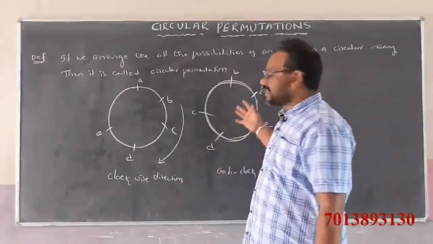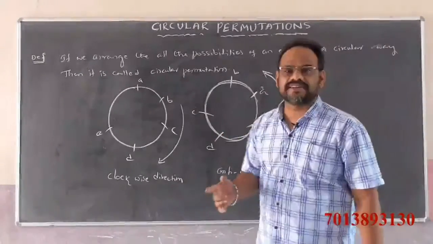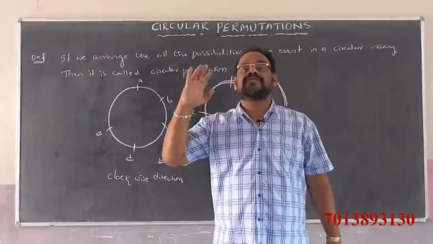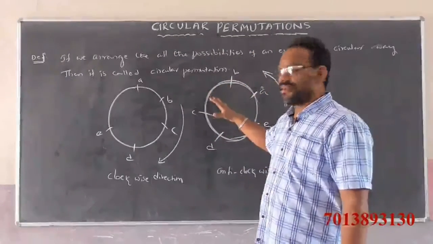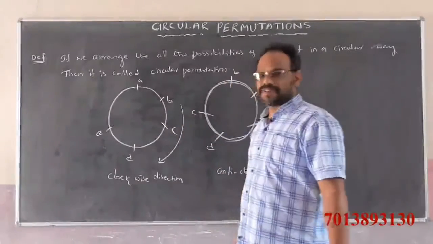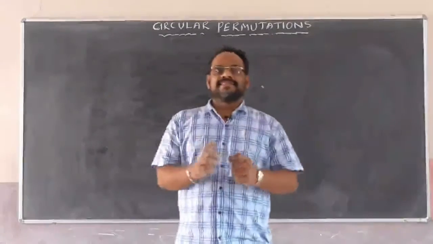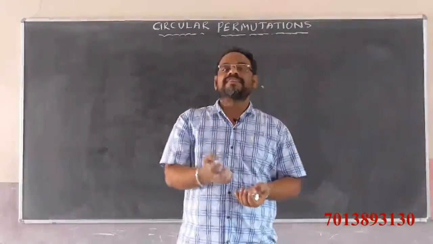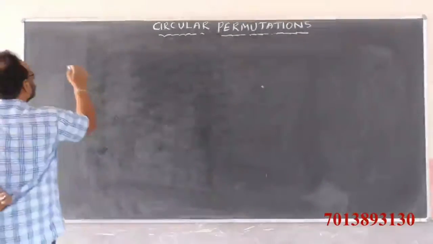In some special cases, clockwise direction and anti-clockwise direction are treated as one direction. Let us discuss next which are the special cases. First of all, these two are called circular permutations. Let us discuss one example of how to find the number of circular permutations by the general method.